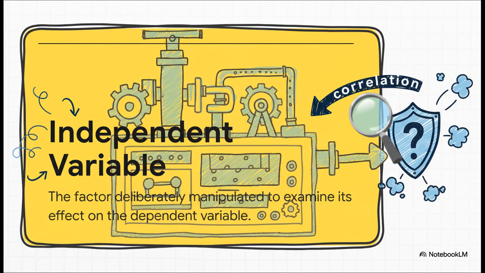Next up, you need your independent variable. This is the one thing and only one thing that you're going to deliberately change. It's the cause part of our cause and effect equation. In our coffee shop example, the independent variable is the music. Are we playing classical or are we playing nothing at all? That's the change we're making.